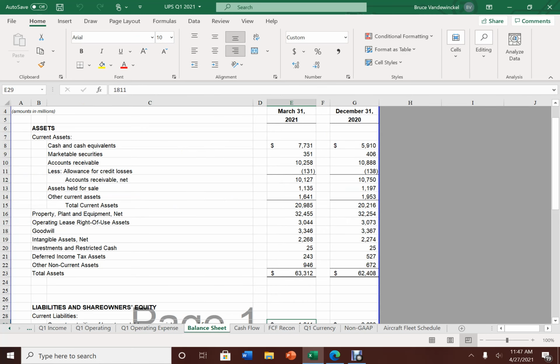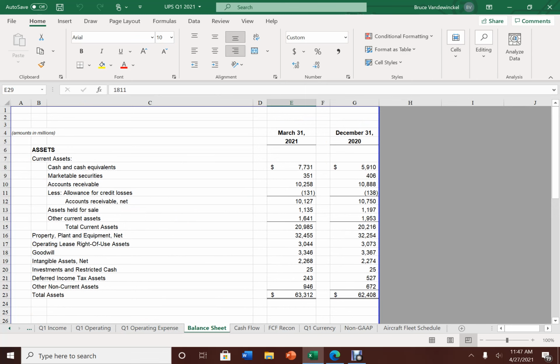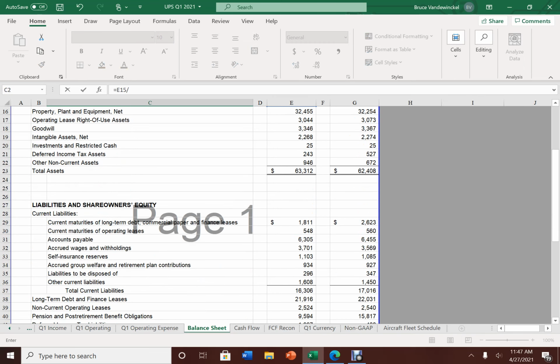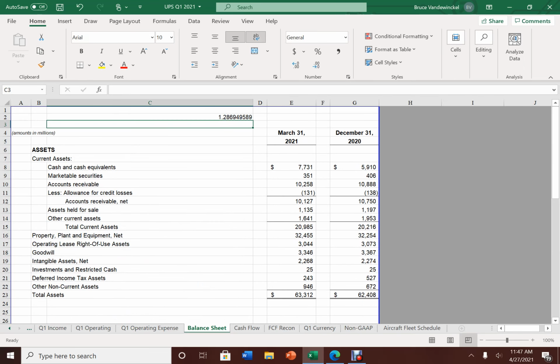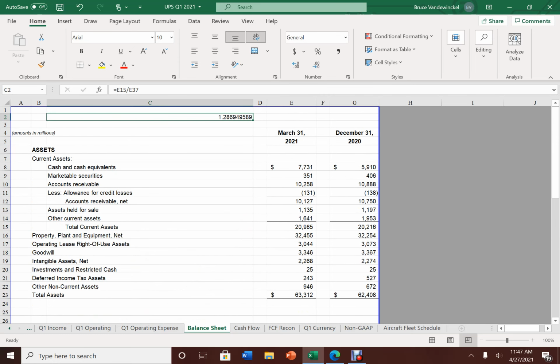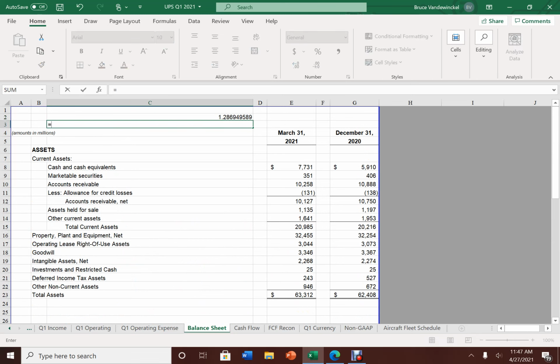Now let's get down to cash flow. Let's calculate the current ratio. To calculate the current ratio, you take total current assets divided by current liabilities. That gets you a current ratio of 1.28. Again, that's a very good financial position. You want the current ratio to be above 1, and at 1.28, that's a good sign for the company. They're not at risk of insolvency.